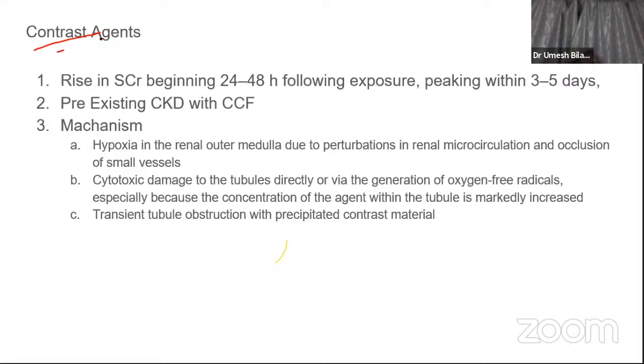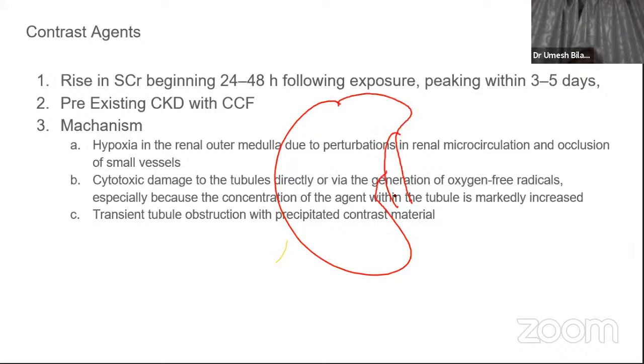The mechanism of contrast induced renal failure is hypoxia in the renal outer medulla due to perturbations in the renal microcirculation and occlusion of the small vessels. There is a variation in its flow. Due to this varied flow, there is hypoxia in the outer medulla. One thing you should know: the blood supply to the kidney goes from inside out. The renal artery comes here, and the cortex is the outermost. The blood supply goes like this, so it is almost at the end.